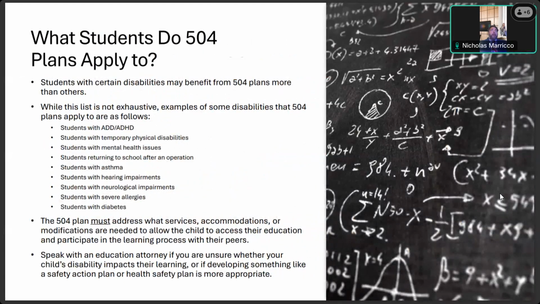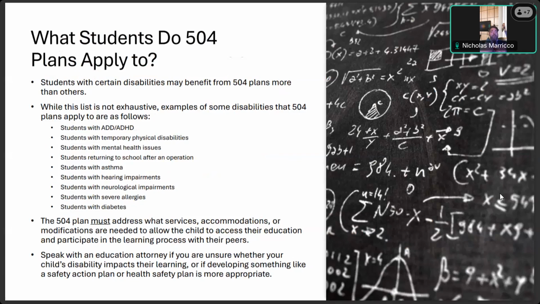So, the students that the 504 plans apply to. We have a list here that if your child fits into one of these categories, they may qualify for a 504 plan. Now, the most common diagnosis that benefits from 504 plans are students with ADD or ADHD.